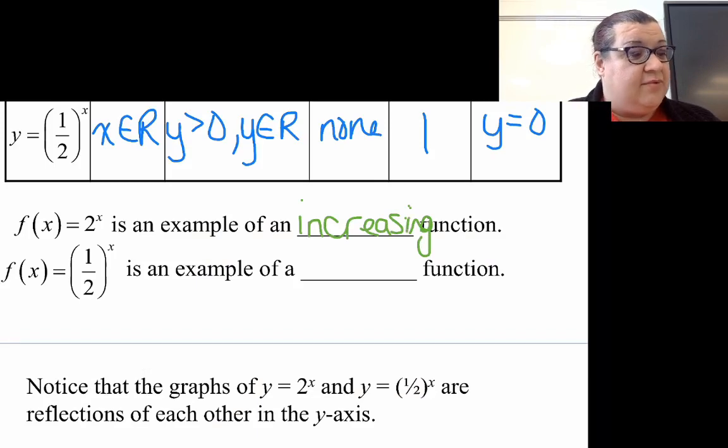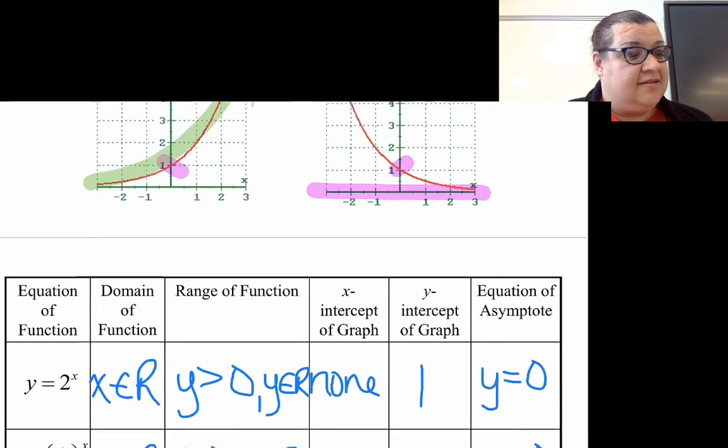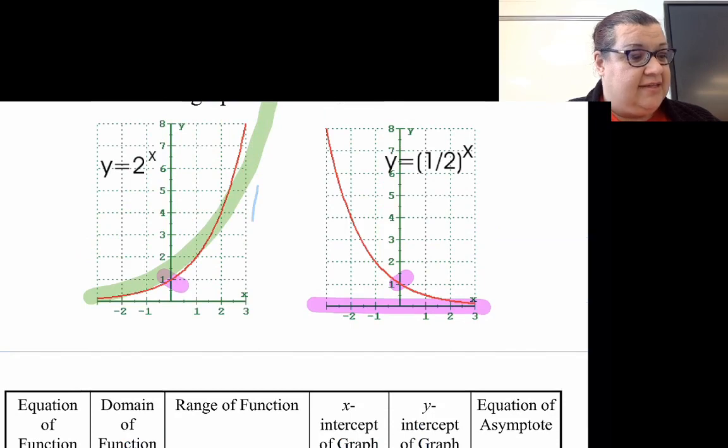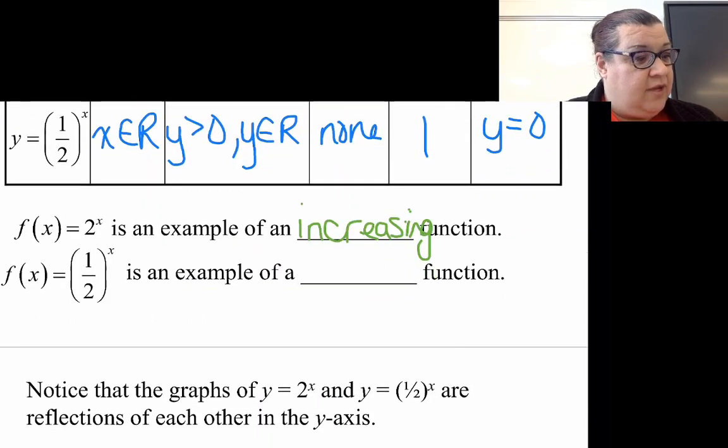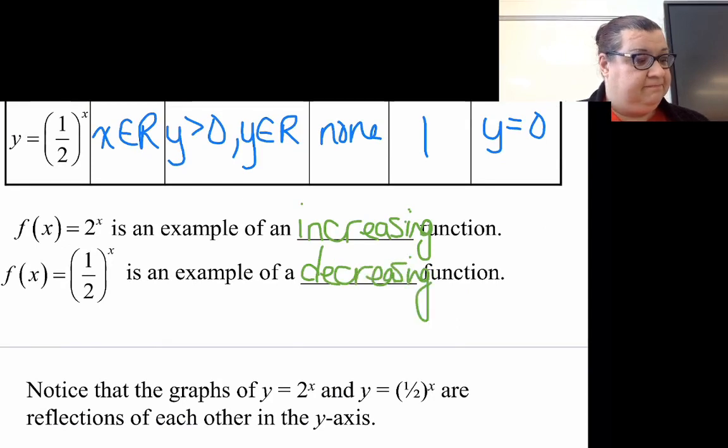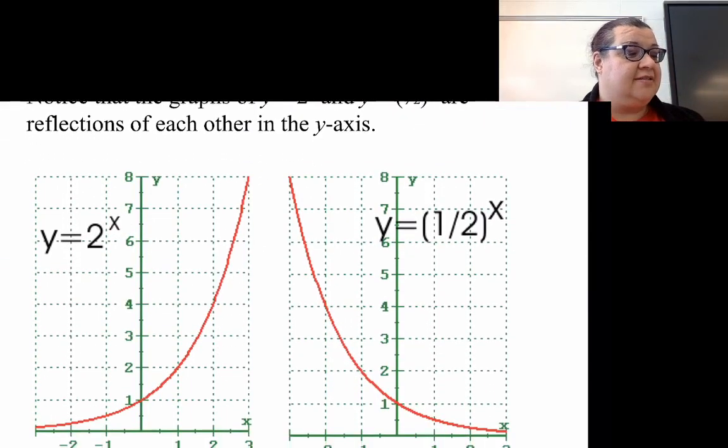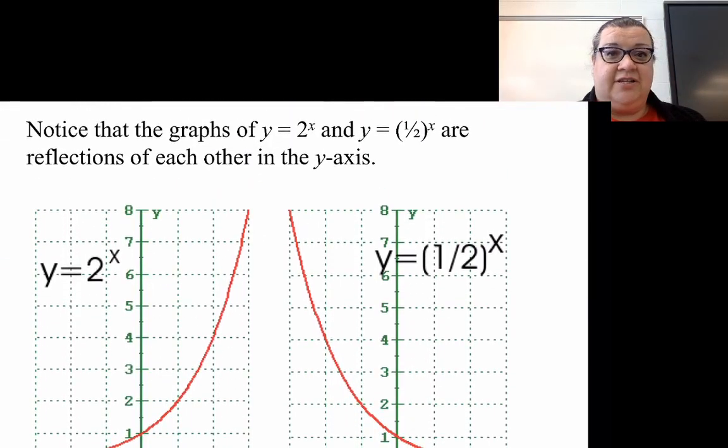Now when y was equal to 1/2 x, we get a decreasing function, right? So when our base was a fraction, we got a decreasing function. Now this I've included in your notes, but I've already said this to you, that what we noticed when we graphed 2x and 1/2 x was that we get mirror images of each other. They are reflections in the y-axis.